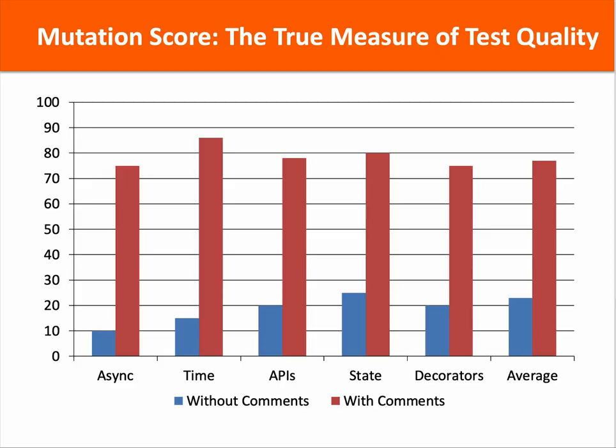This is the mutation score chart. I think I didn't mention this one earlier, so let's revisit this one. Without the comments, the async tests catch zero mutations. Time dependent tests catch only 5%. But with the comments, all the categories reach 70 to 80% of mutation detection. This is the true measure of test effectiveness, and comments transform it completely.